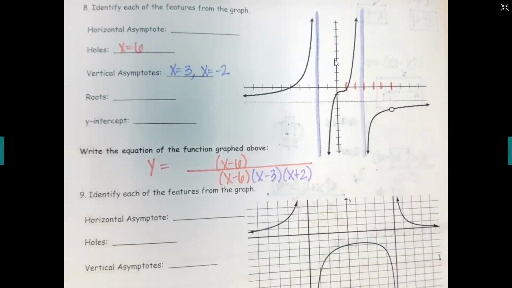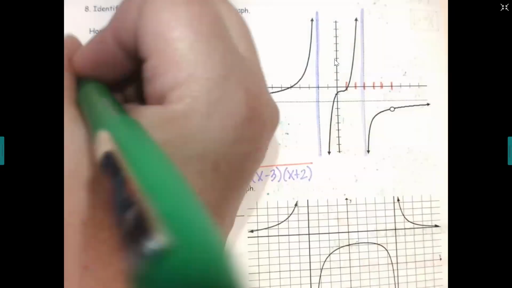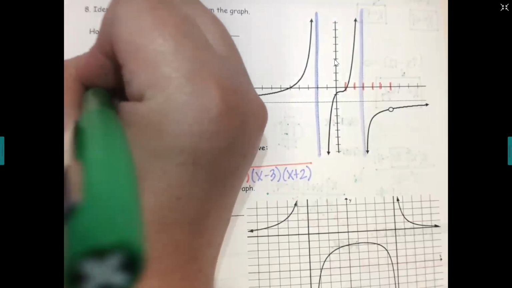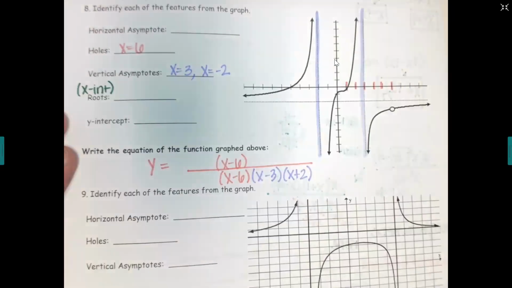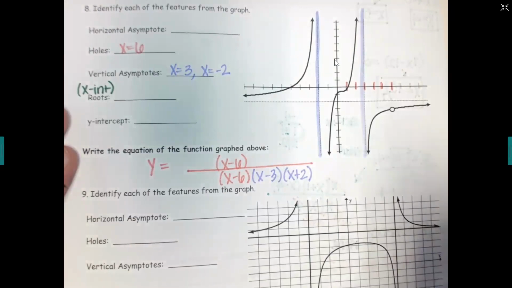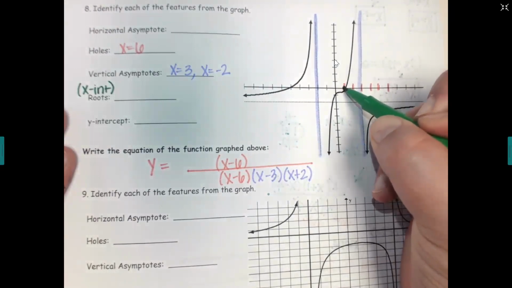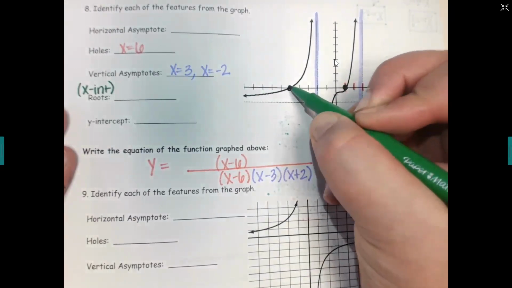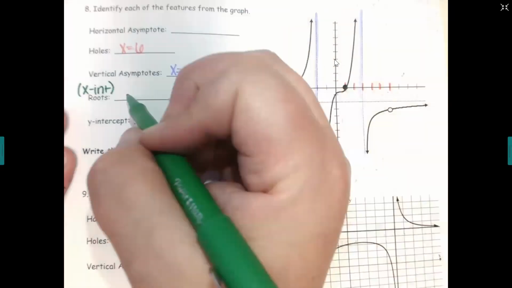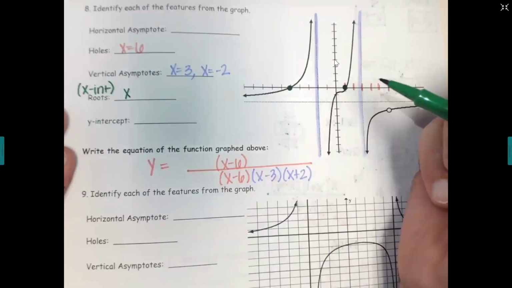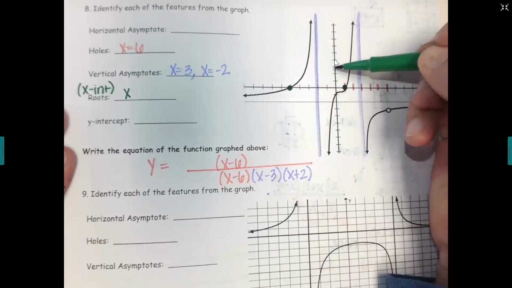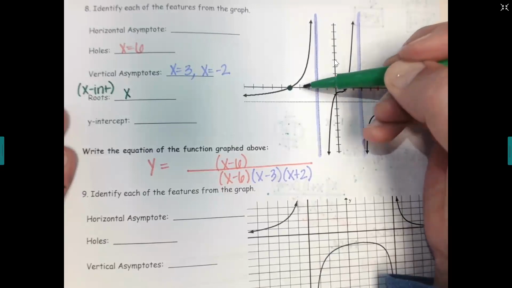Next thing I'm looking for are roots. Roots are the same as an x-intercept. Remember, same exact thing. So I'm gonna put x-intercept. And where do my x-intercepts happen? We're gonna round these to whole numbers. So what would this be? Just estimate. 1 and -3. Oh, wait, hold on. Oh, it's -5. I counted wrong. Remember, you gotta start from here. So it'd be 1, 2, 3, 4, 5.